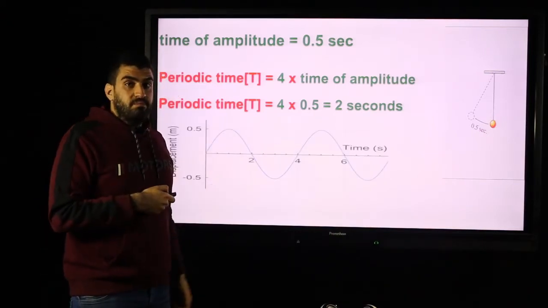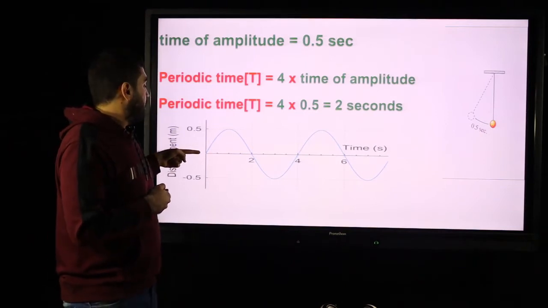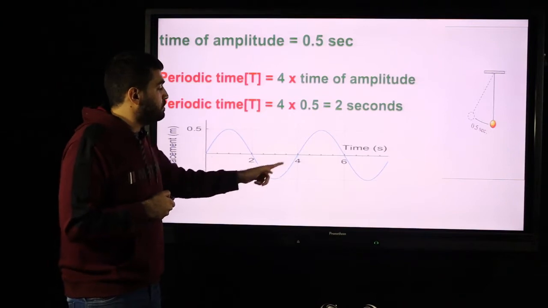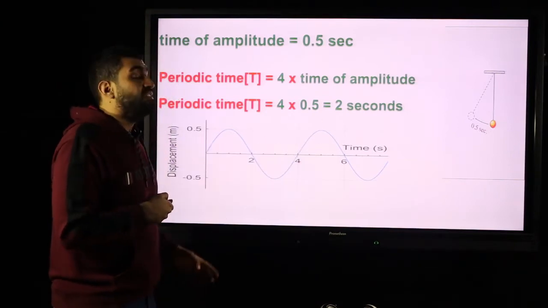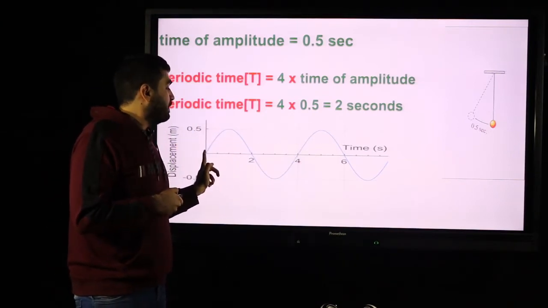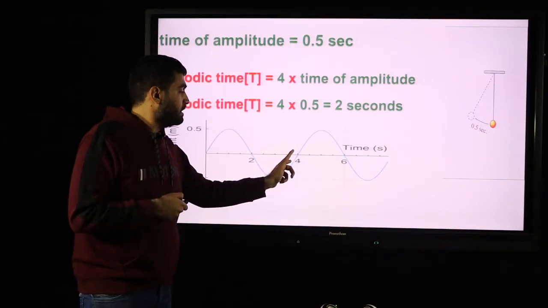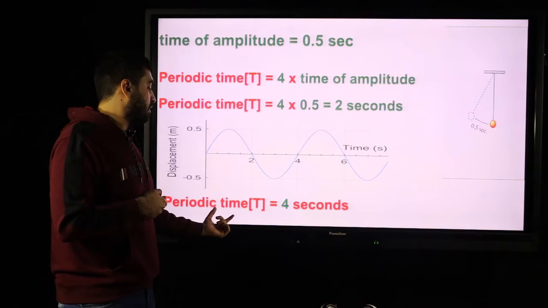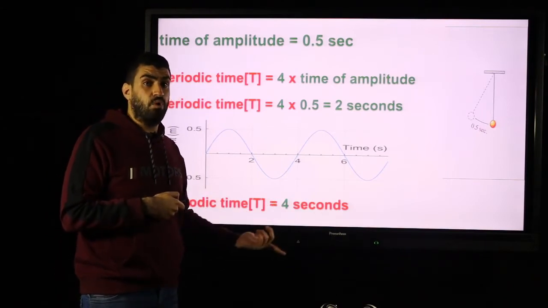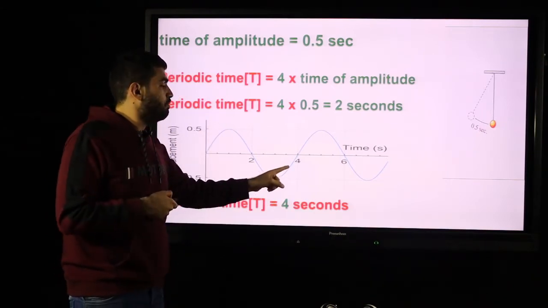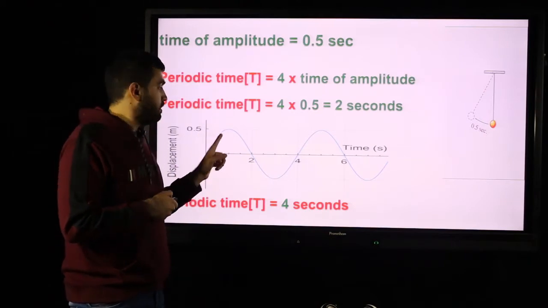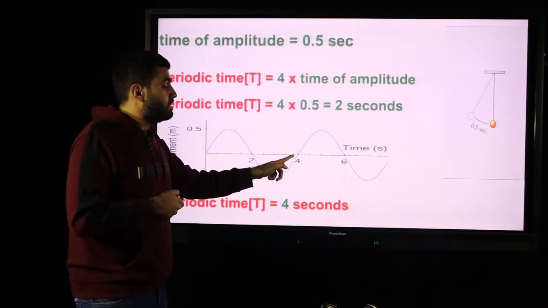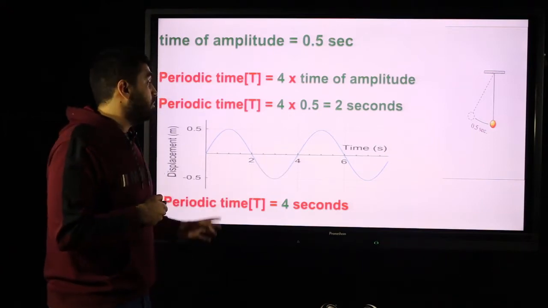On this graph, the amplitude equals half meter, and I have 2 complete oscillations. And the periodic time, the time that we need to make 1 complete oscillation, is 4 seconds. Why? Because it's the time needed to make 1 complete oscillation. Half a complete oscillation, 2 seconds. Complete oscillation, 4 seconds. It's called periodic time.